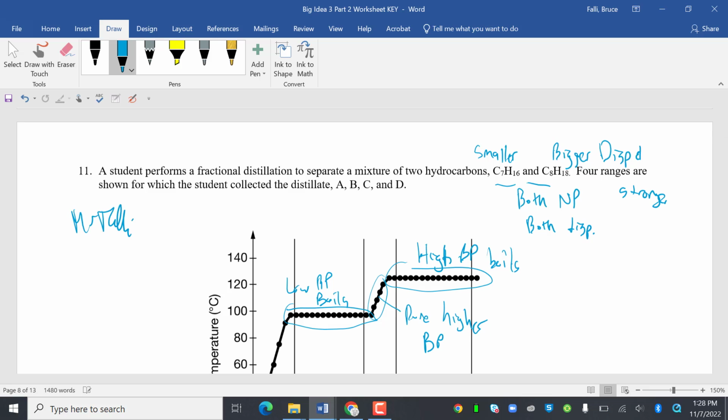Oops, stronger. Don't make me write, bad penny.